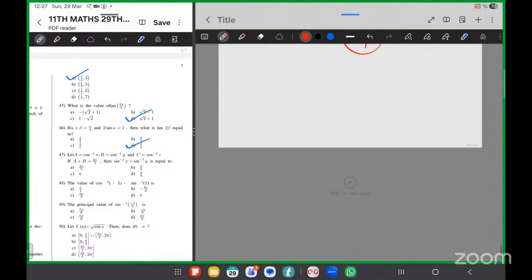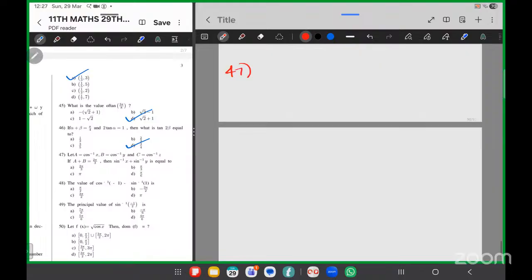Question number 47. A equal to cos inverse x, B equal to cos inverse y, C equal to cos inverse... A plus B equal to 2 pi by 3. Then sin inverse of x plus y is equal to what?